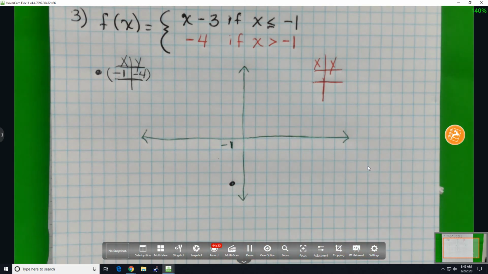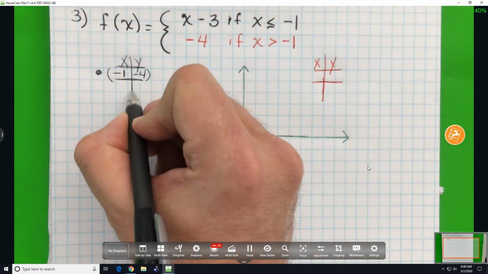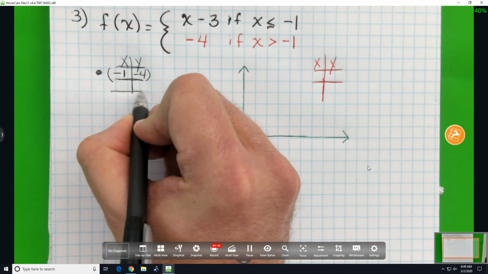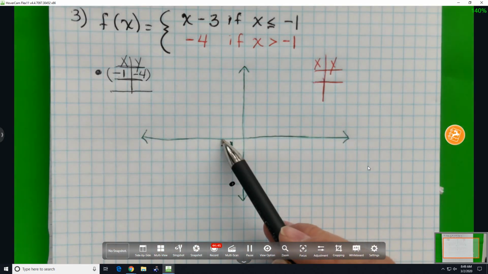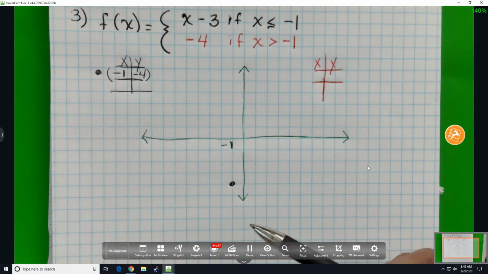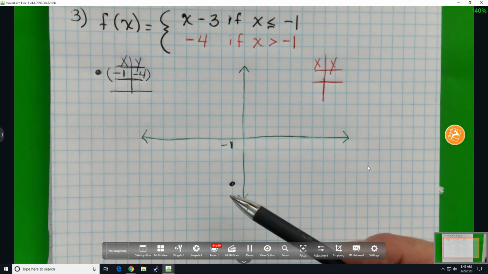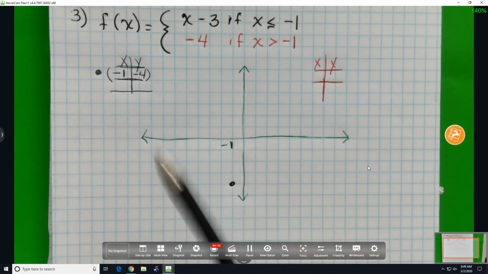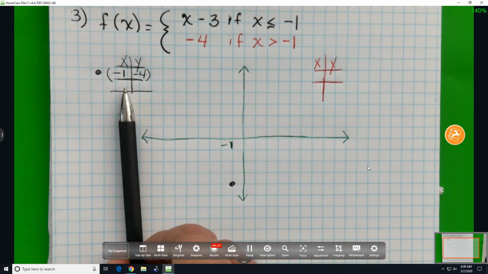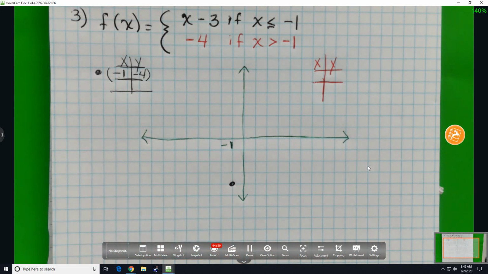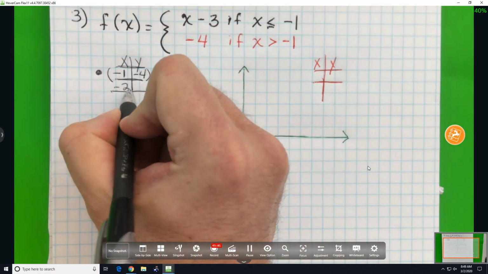And now, it's up to you for the next point. You're going to have to choose one to plug in. I'm going to give y'all a choice. Should I plug in 0 or should I plug in negative 2? What number should I plug in? Well, it's got to be to the left, so -2, -3, -4, whatever you want to use. I'll use -2.